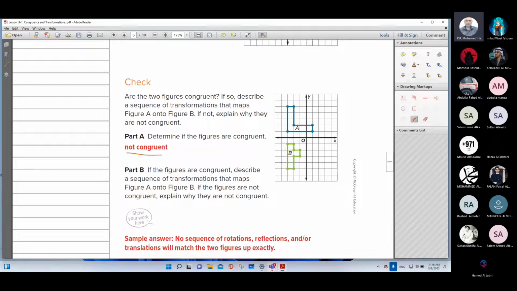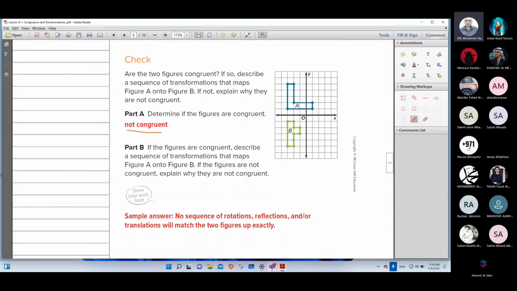So here, no transformation. We can say no sequence. No sequence means no transformation. No rotation, reflections, or translations will match the two figures up exactly.